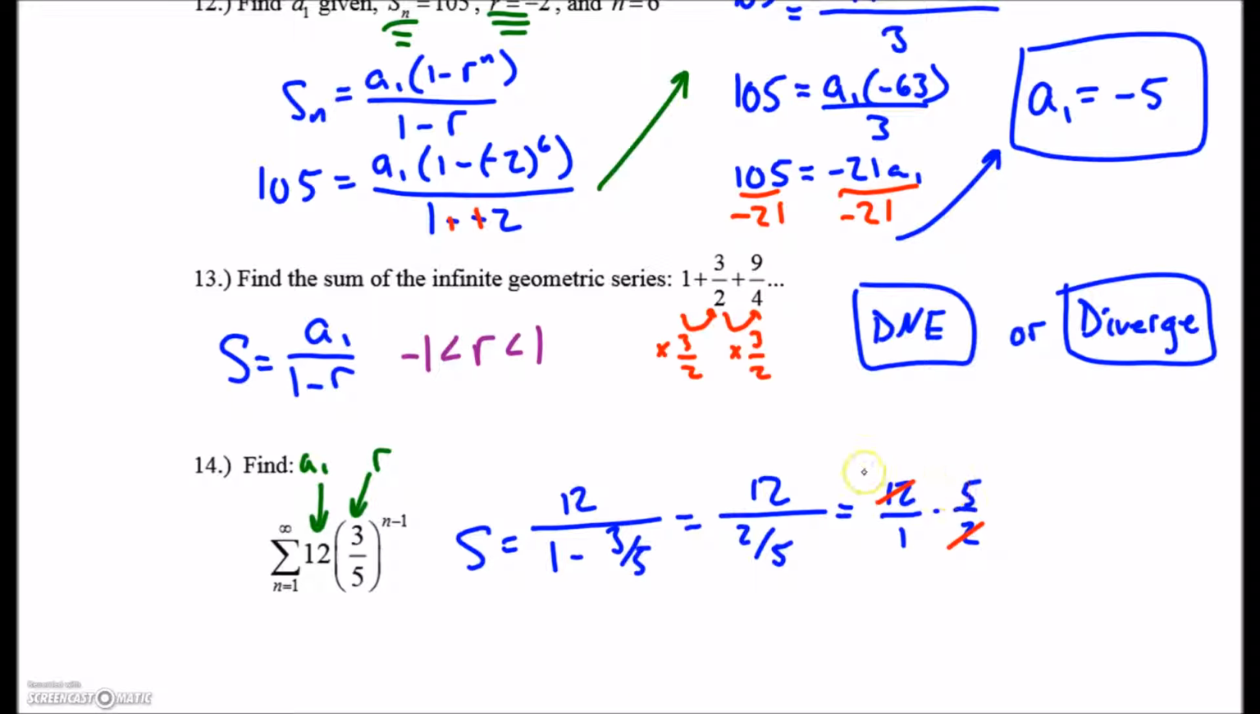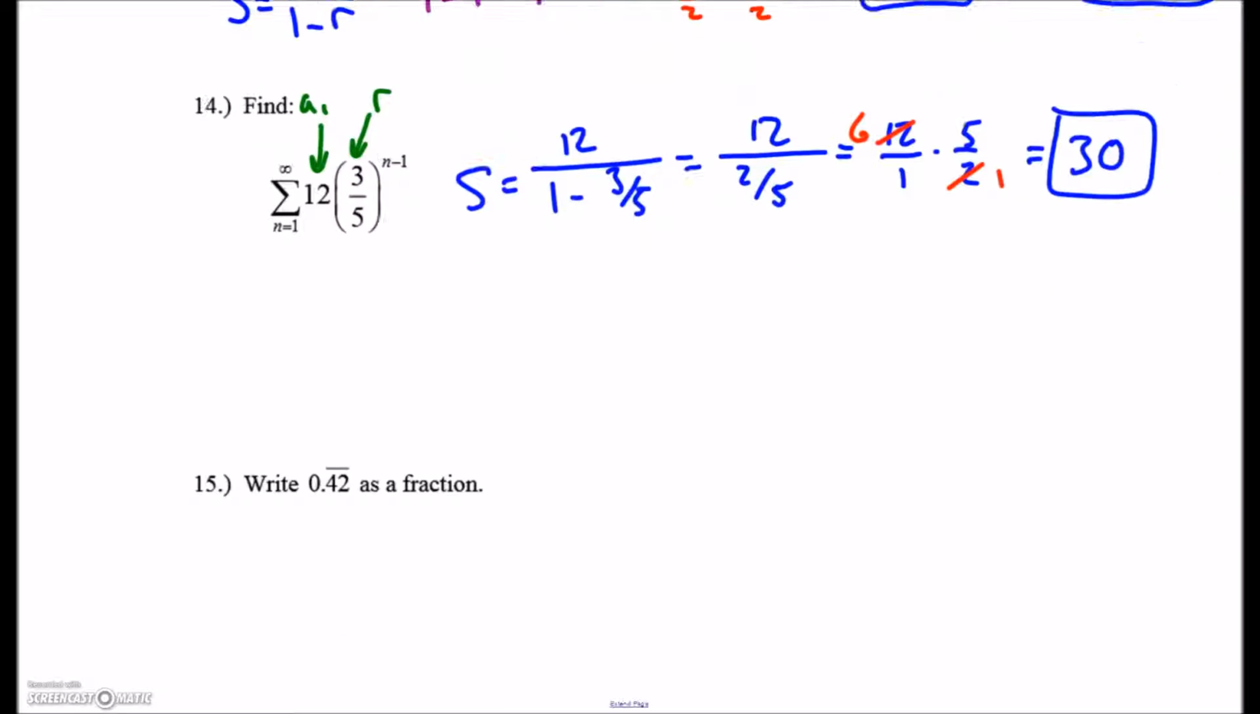And I'm going to do this one by hand just because I can. And multiply straight across, that's a 30. Okay, so when I take an infinite number of numbers here and add them together, it's going to give me a 30 this time. And then the last one we have here, writing this as a fraction.